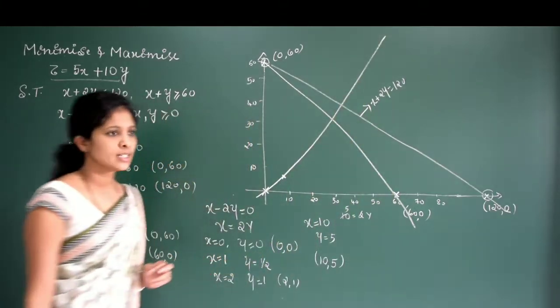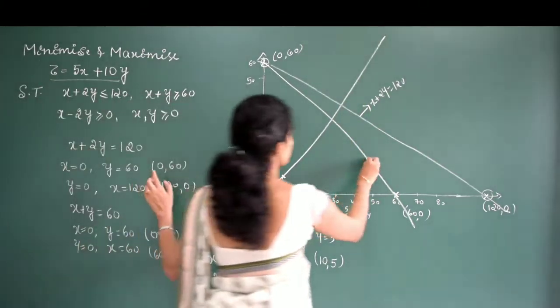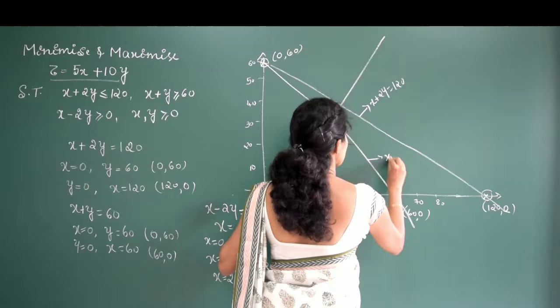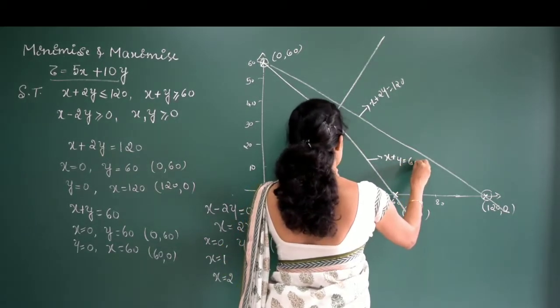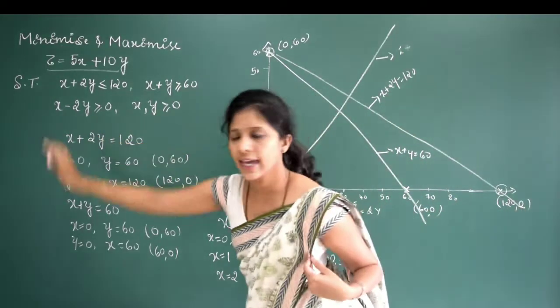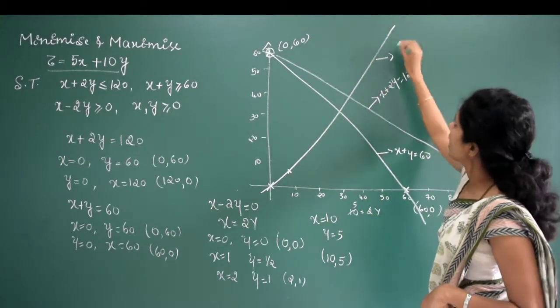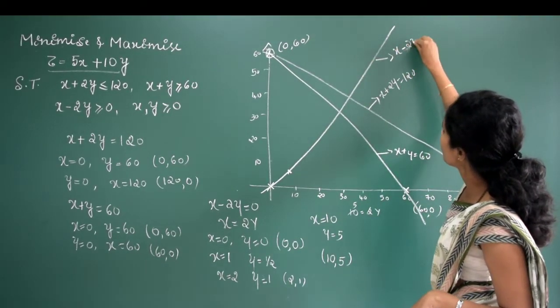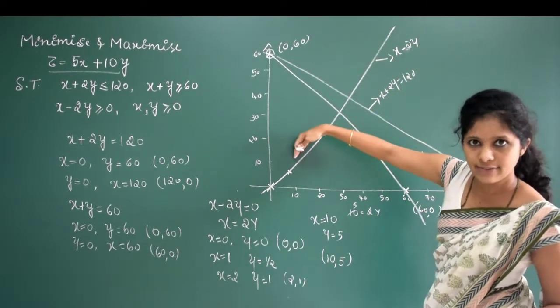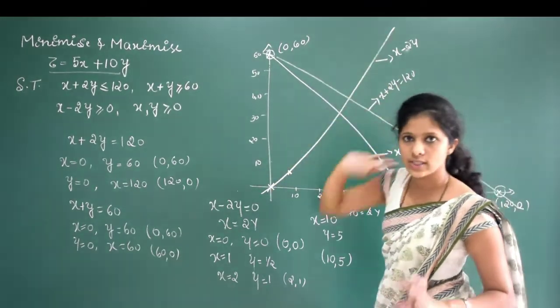Now, see, name this equation. Don't forget to name this. X plus y is equal to 60. So this equation, right? X minus 2y. It will not exactly divide half. Okay, the line will be like this. So this is the equation.